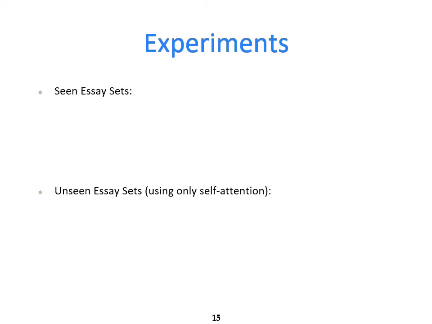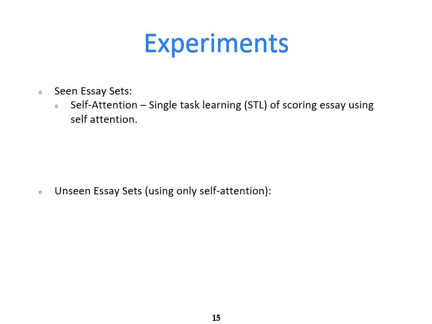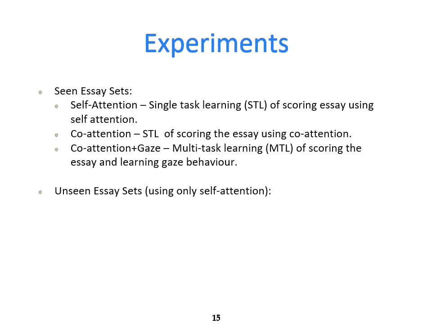We run two sets of experiments. The first is on the seen essay sets, and the second set of experiments is on the unseen essay sets, where we use only the self-attention system. The three experiments which we use on the seen essay sets are self-attention, which is a single task learning approach of scoring the essay using only the self-attention system. Co-attention, which is a single task learning of scoring the essay using co-attention. And co-attention plus gaze, which is the multitask learning system where we score the essay as well as learn the gaze behavior.